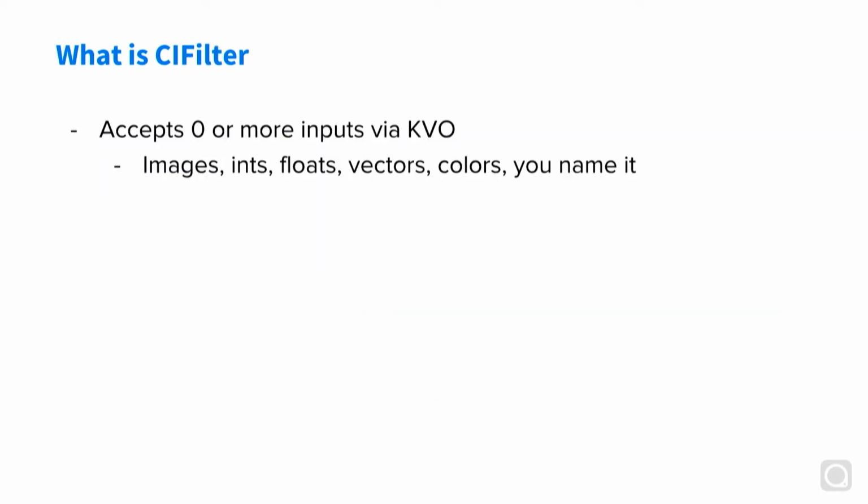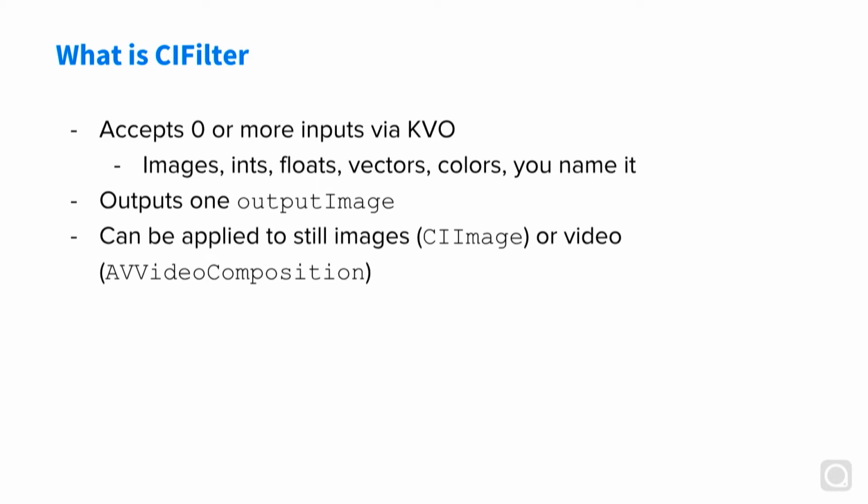So CIFilter, what exactly is it? Well, it's basically an object which takes inputs and produces an output image. It accepts 0 or more inputs, and it does it via KVO. You can pass it images, ints, floats, vectors, you name it. And it outputs one output image, which is a CIImage. It can be applied to still images with CIImage. There is also a way, with AVVideoComposition, to apply a CIFilter to every single frame of a video. AVVideoComposition has a convenience method for doing this. You can also extract the frames themselves and apply the filter to each frame via CIImage.